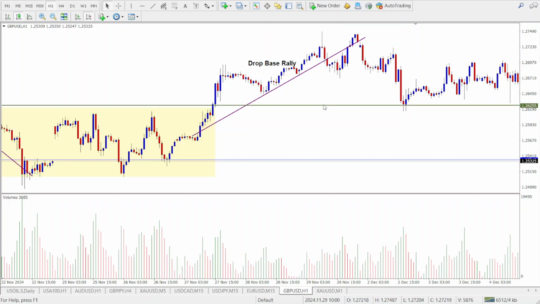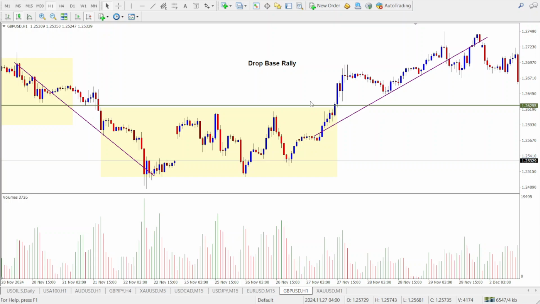Then for the rally, this is the point where momentum shifts and price begins to break free from the base. This is where the institutional orders are starting to get filled, and the market starts moving in the direction of the rally. By recognizing this pattern, you align yourself with the smart money and can position yourself to capture these strong moves.